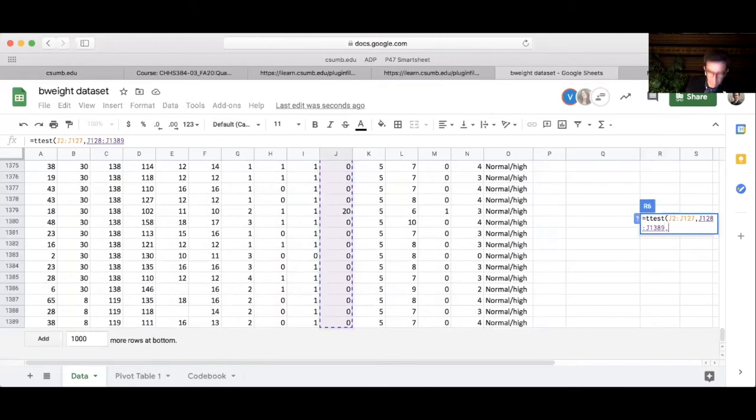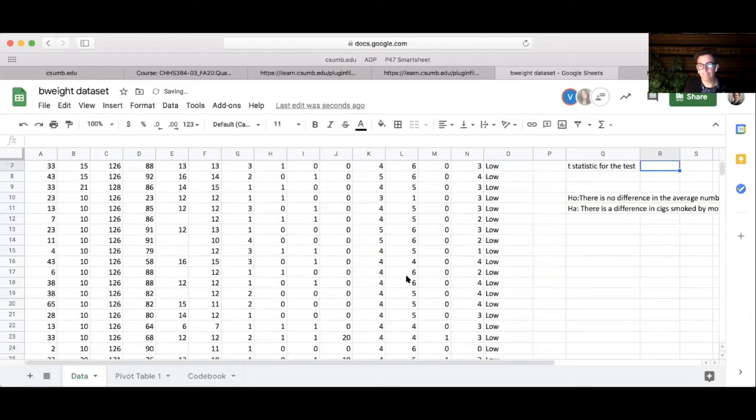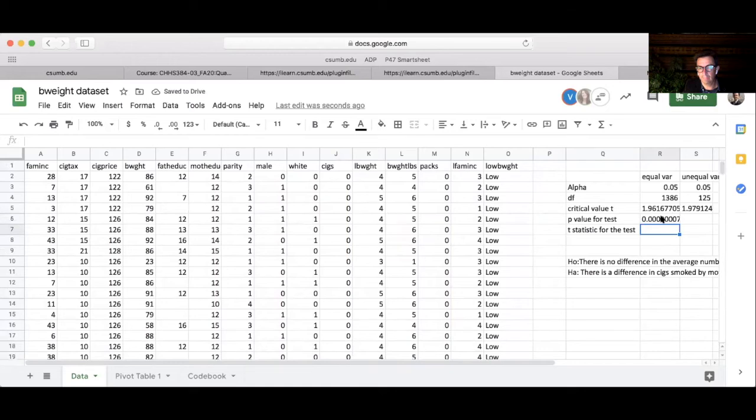Okay, and then comma. And the next parameter this function is asking for is how many tails do you want in your test? And we say 2. It's two-sided. We don't know if in the population it's higher or lower. And then comma, the last parameter is what kind of test? It's not a 1 because it's not paired, it's not matched. And we're assuming, first, unequal variances, or equal variances, I'm sorry. So that's a 2. And if we hit enter, we get a very small number. Okay.